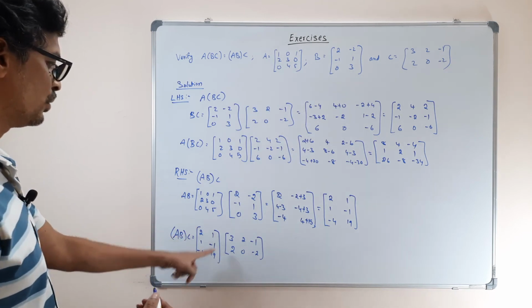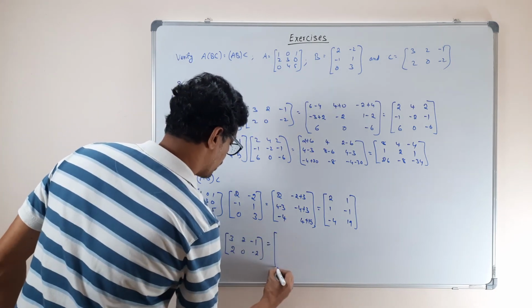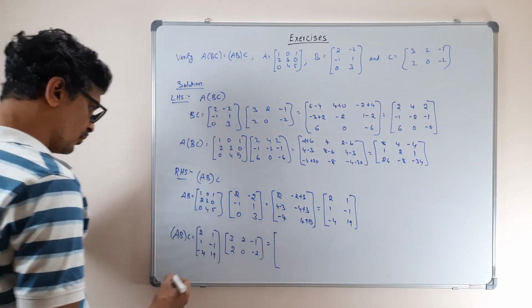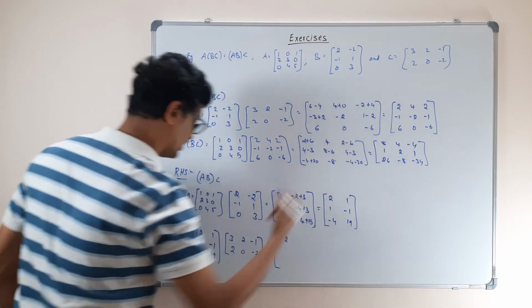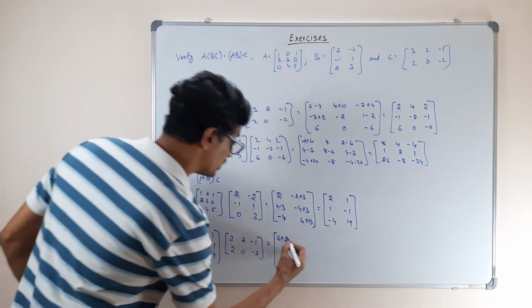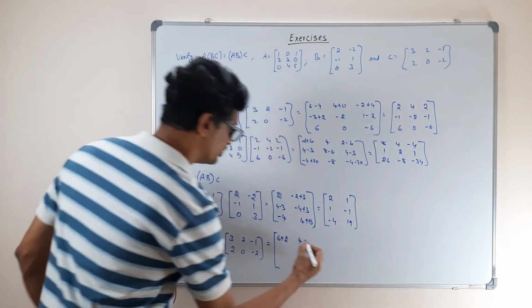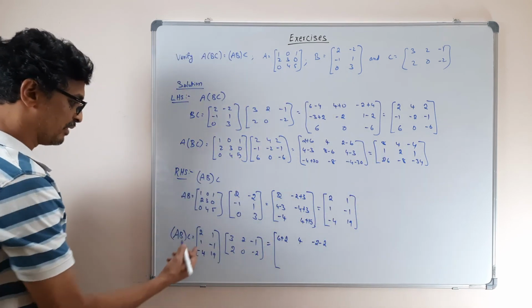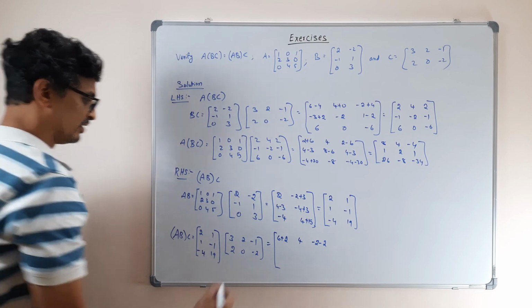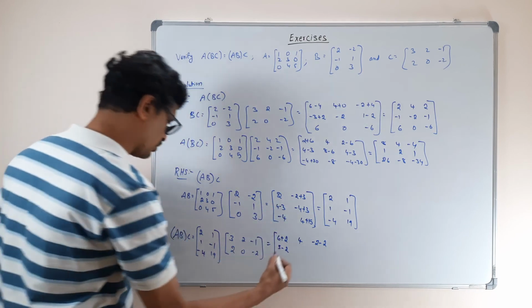It is 3 cross 2 and 2 cross 3, so the answer will be a 3 cross 3 matrix. Tell me what it will be. 6 plus 2. Correct? 4. Minus 2. Getting it? Tell me the next one. 3 minus 2. Just 2?